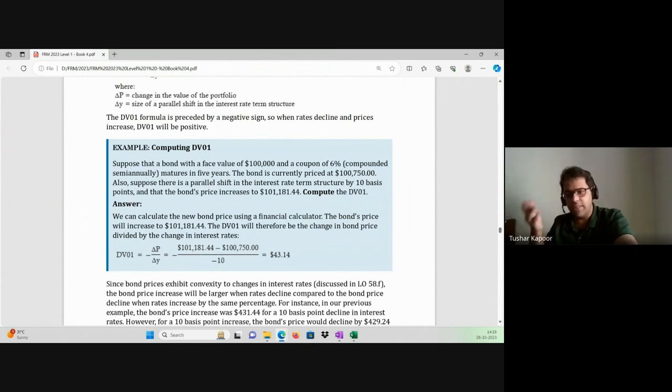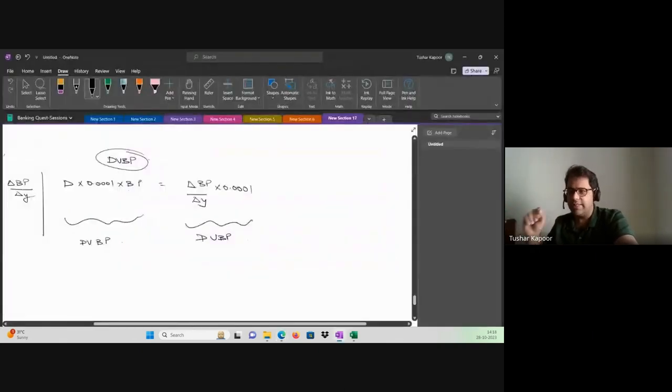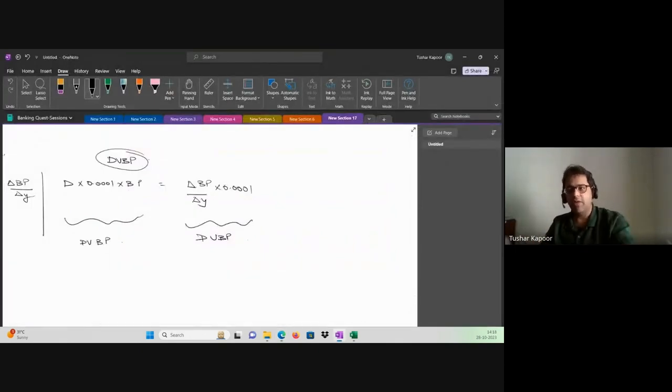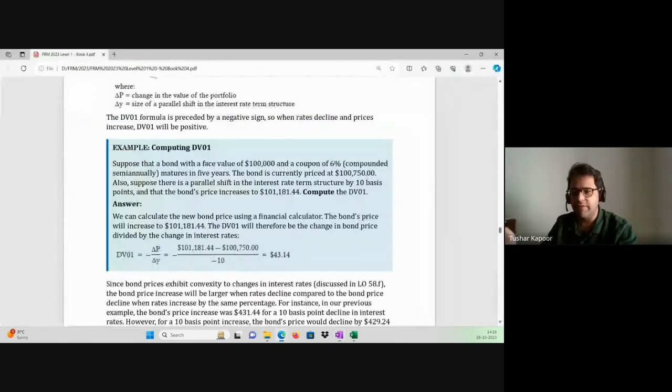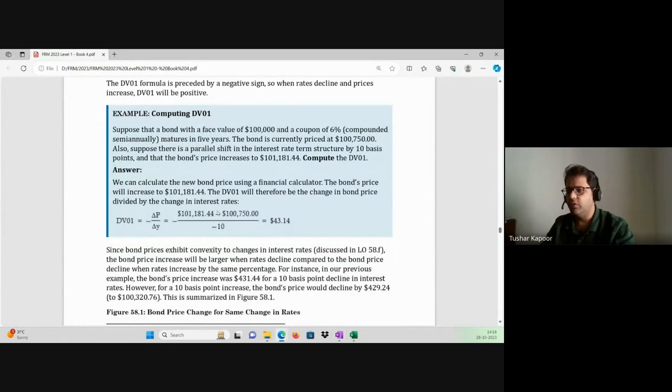Having said that, when you understand this chapter and you go to the next chapter, you will either not be able to get that chapter, or if you get that approach, you'll not be able to get this approach. Essentially, the same thing can be written this way: DVBP can be calculated in two ways. Either you have the duration, bond price, and multiply it with this, or you can calculate it with the change in bond price by the change in yield multiplied by 0.0001. Both will give you DVBP, right? This is a very, very important and testable point to be noted.